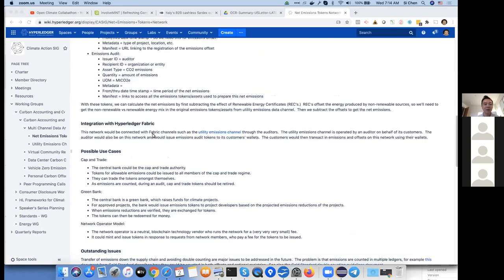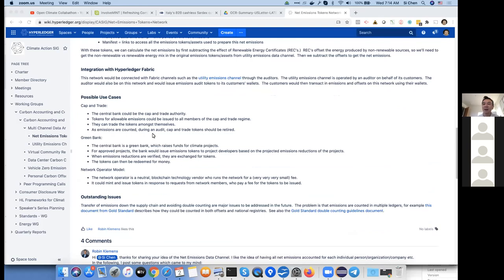And with this kind of network, we could do some interesting things. For example, there are these cap and trade mechanisms for emissions. We could have a cap and trade regime based on your CBDC model, where the central bank becomes the cap and trade authority, basically the government agency that runs it. It would issue allowable emissions to all the different members, all the companies that are allowed to emit greenhouse gases, and then they could trade them amongst themselves. As the emissions are counted, like during an annual audit, the tokens are retired. So then you keep account of how much different people have used versus had purchased in terms of their cap and trade total.